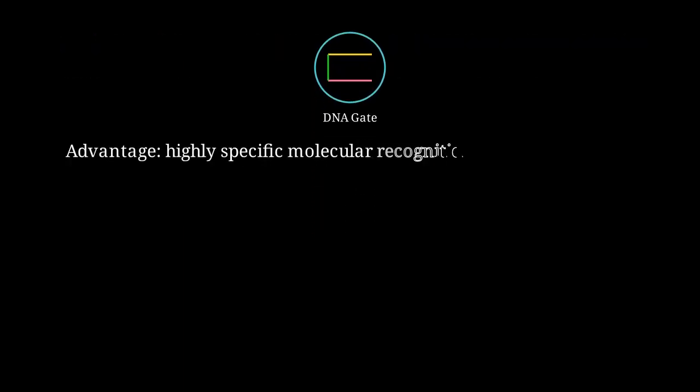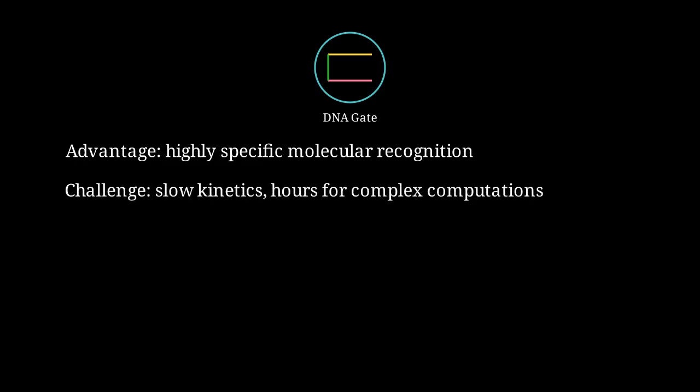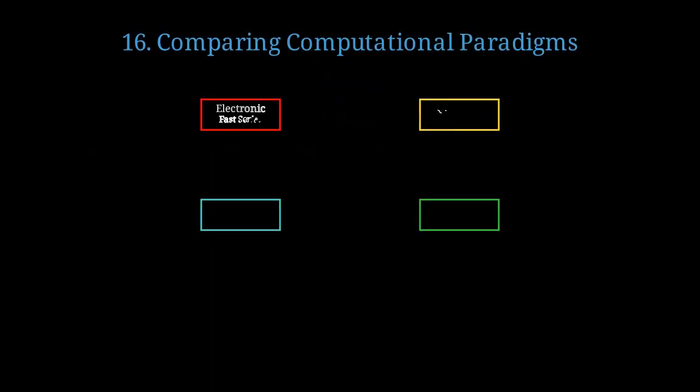DNA computing offers highly specific molecular recognition through Watson-Crick base pairing, enabling complex circuit design. The main limitation is slow kinetics, with complex DNA computations taking hours to complete. Let's directly compare different computing approaches. Serial processing handles tasks sequentially like a single-file line, while parallel processing handles many tasks simultaneously like multiple checkout lanes.